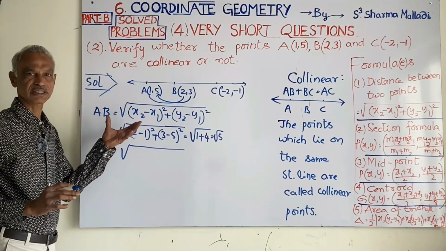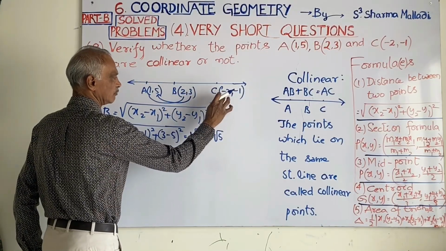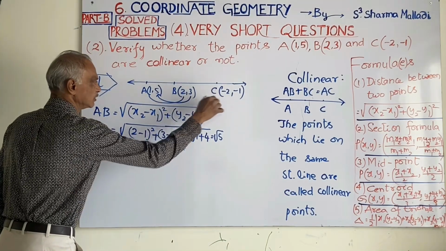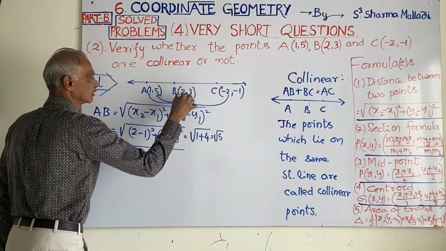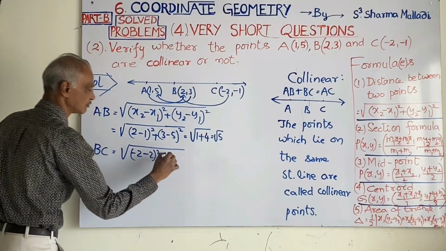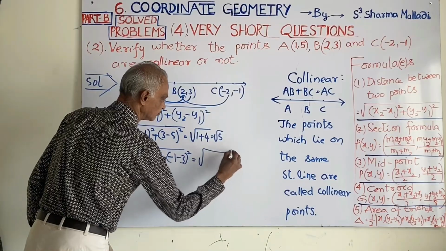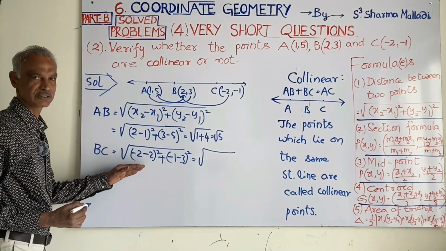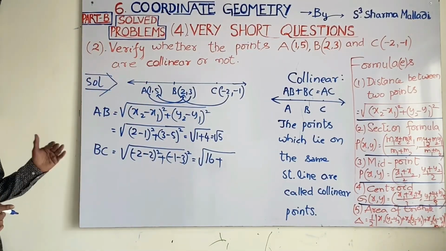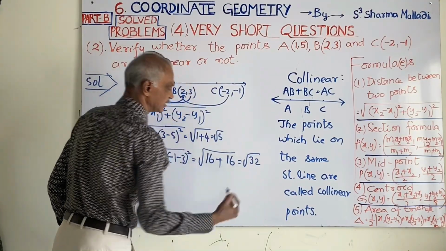Now you find BC. The formula is x2 minus x1 whole square plus y2 minus y1 whole square. B is (x1, y1) and C is (x2, y2). So the square root of (minus 2 minus 2) whole square plus (minus 1 minus 3) whole square. Minus 2 minus 2 means minus 4, whole square means 16, plus minus 1 minus 3 means minus 4, whole square means 16. You will get root 32 units.